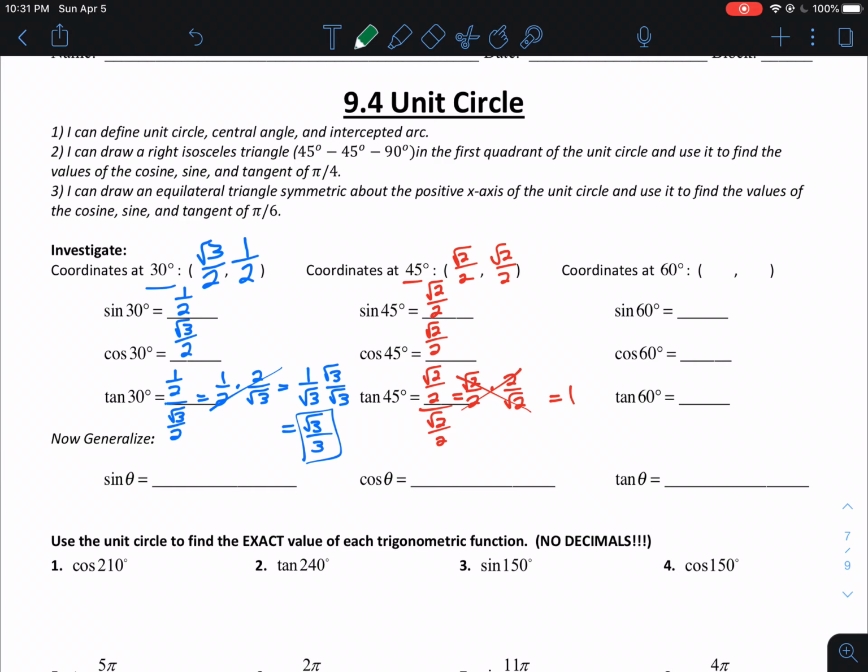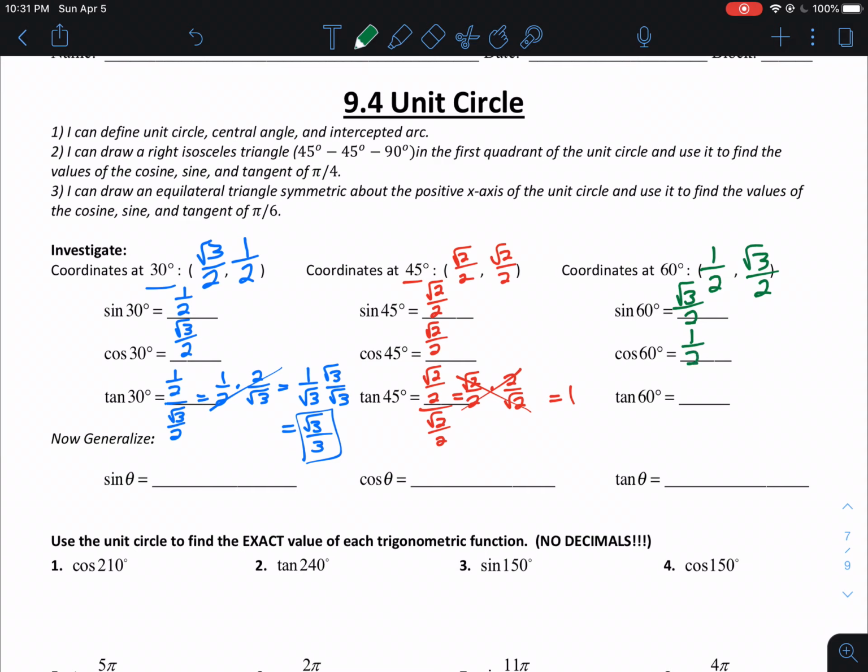Okay, so starting with coordinates at 60 degrees. You've got 1 over 2 as the x-coordinate, and then you've got square root of 3 over 2 as the y-coordinate. Sine of 60 degrees should have been square root of 3 over 2. Cosine of 60 degrees should have been 1 over 2.